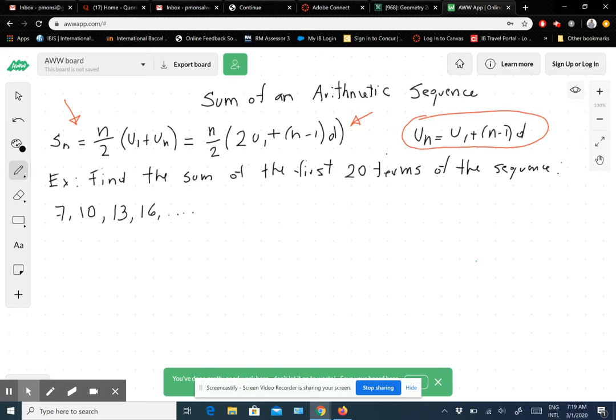For the example, I have chosen the following sequence: 7, 10, 13, and 16. So one of the first things that we must calculate would be the common difference in the sequence. And we do that, remember, by subtracting the first term from the second term. So d in this case is going to be 10 minus 7. So our common difference is going to be 3 for this arithmetic sequence.